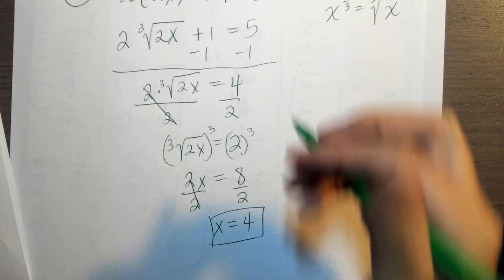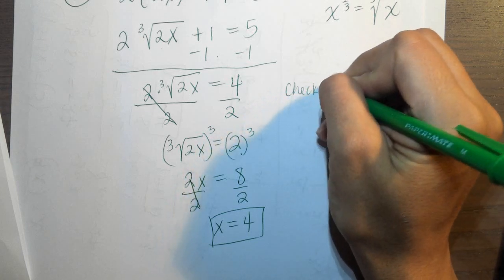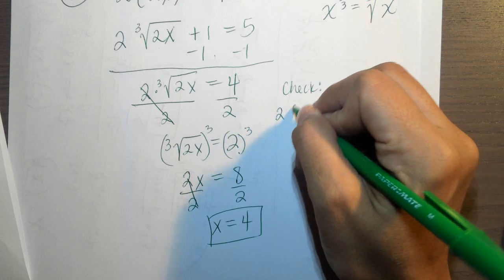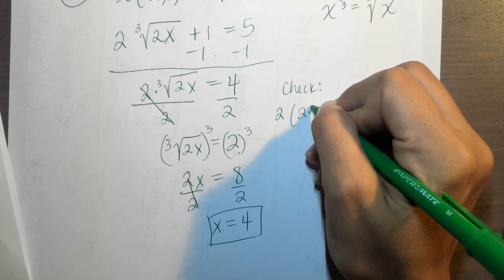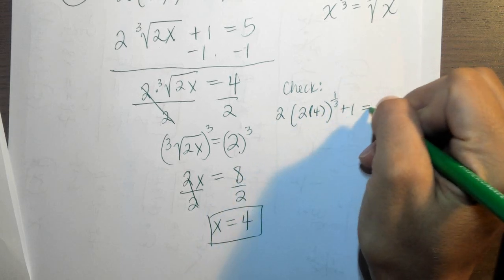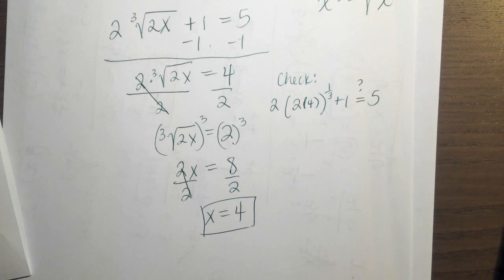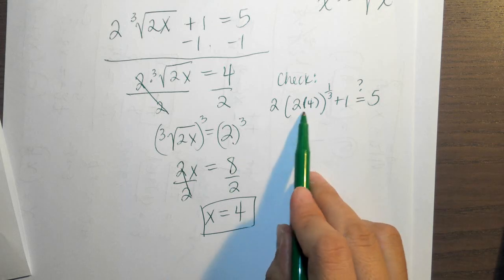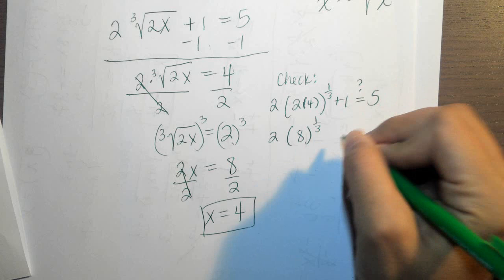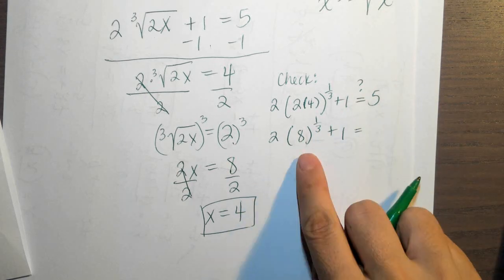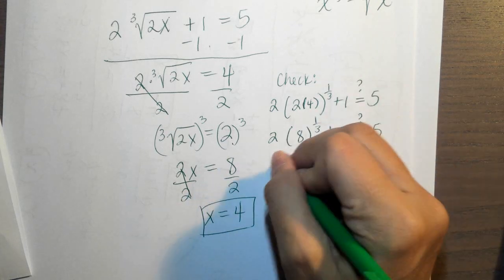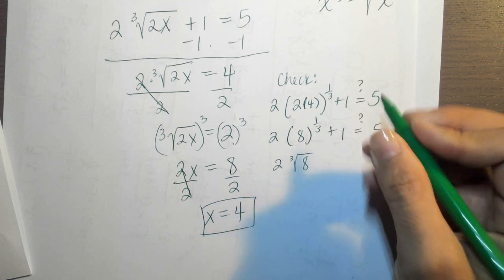Now always, always, always, even me as a math teacher, sometimes I make mistakes. So you always want to check your answer. Let's plug this into the original function. We want to check, does that equal 5? So 4 times 2 is 8. So it's 8 raised to the 1/3 power. We're still checking, does that equal 5? And then this is the cube root of 8, right, if we rewrite.